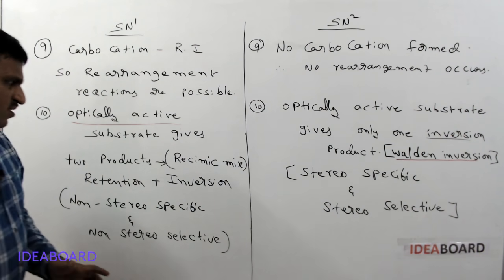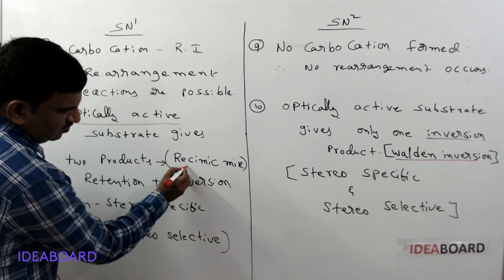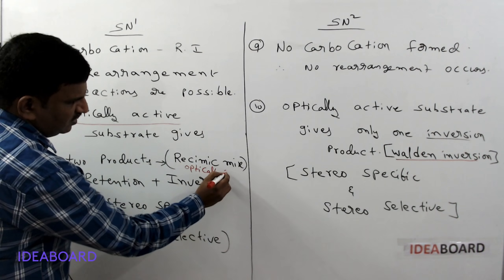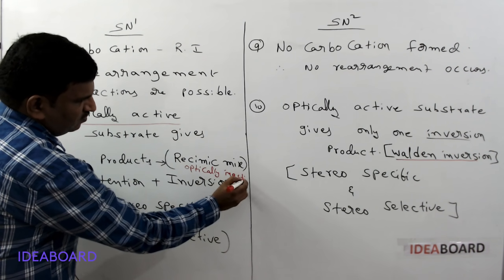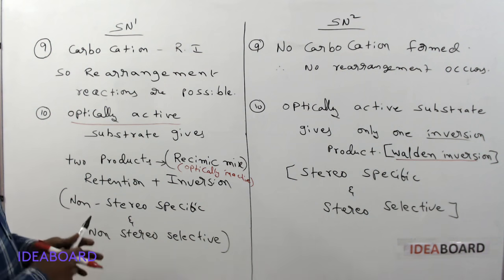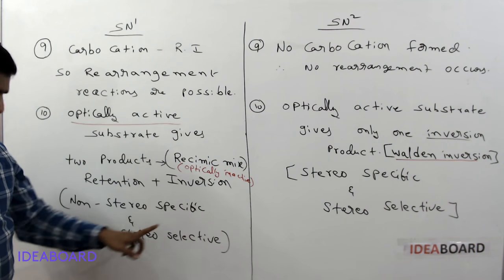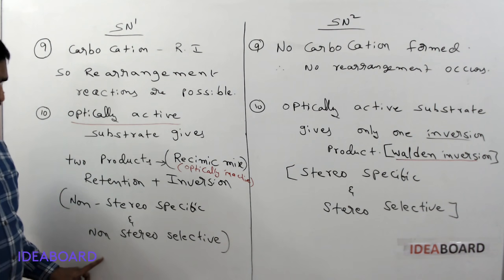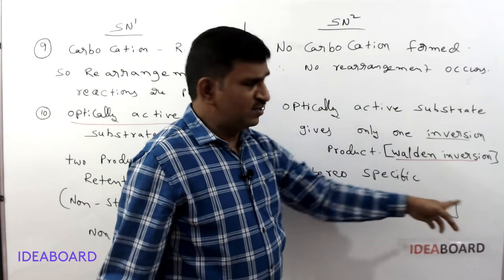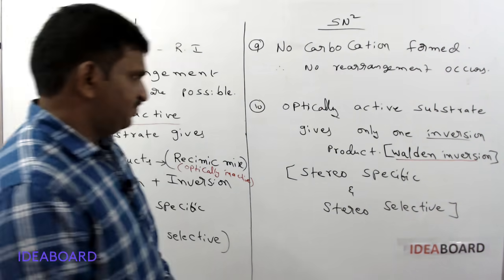A racemic mixture is optically inactive. We said already that a racemic mixture is optically inactive, due to external compensation. So whenever an optically inactive product is formed, the reaction is called a non-stereospecific, non-stereoselective reaction. And here, one optically active compound is converting into another optically active compound, so this is a stereospecific and stereoselective reaction.